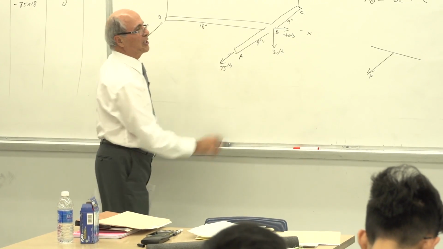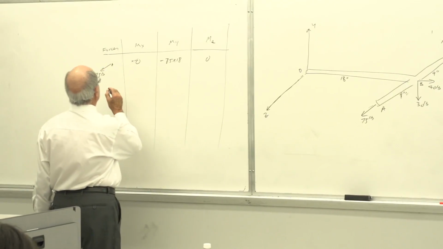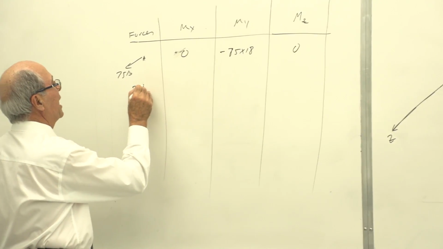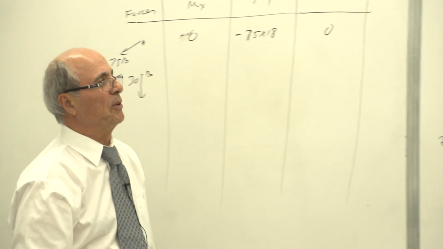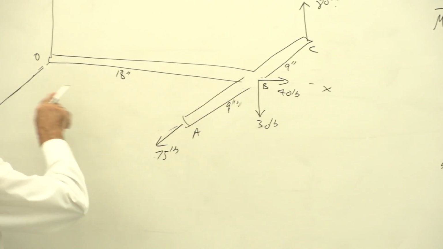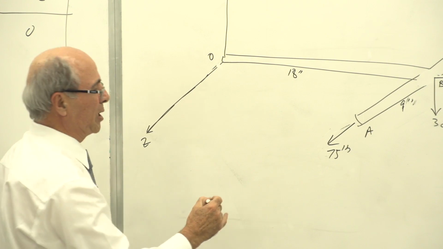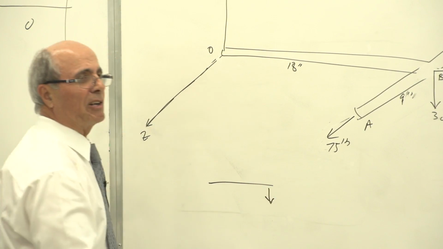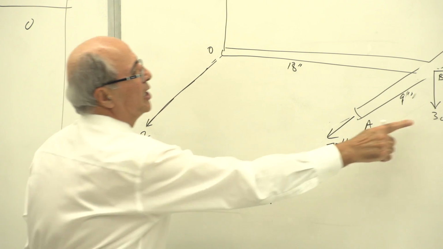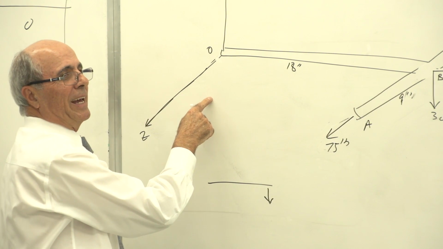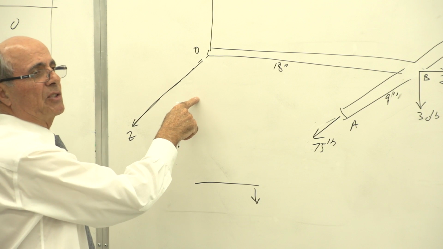Okay, let's talk about this 30. All right, 30 pound force going down at point B. What's the action of that one? Does this one rotate this about the z-axis? Actually, this is a 2D problem. Look at it. Is that correct or not? Yes? 30 times what? 18. That's about z-axis. Yes or no?